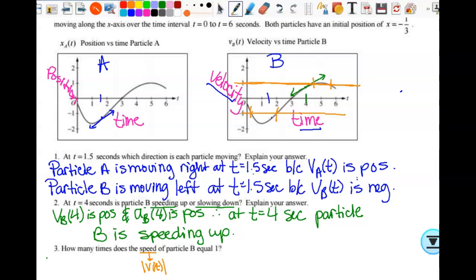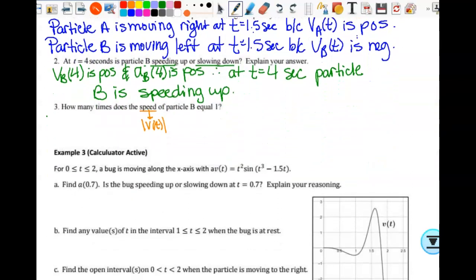Because it's not asking me when t equals 0, it's when v of t equals 0. So that's when you draw in those horizontal lines. Okay, so your answer there is 4. And then it doesn't ask me to explain it.